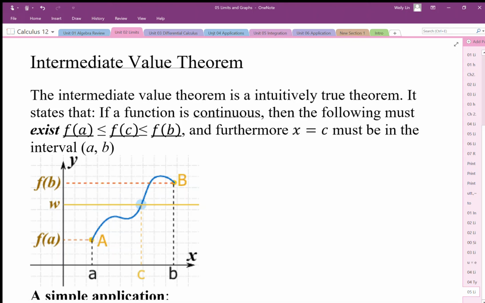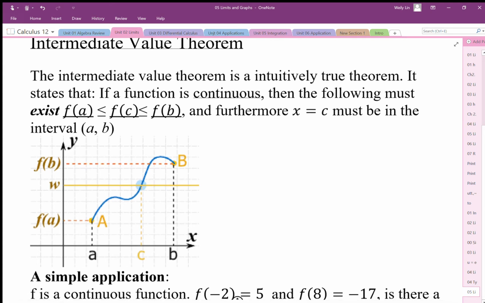So we're going to look at the intermediate value theorem. The intermediate value theorem is a fairly straightforward theorem. What it's saying is that if we have a continuous function, and this is an important condition, that it is continuous. Okay, so that's very important.